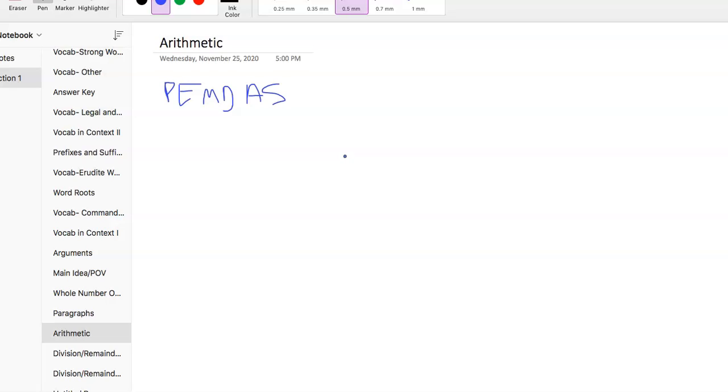So PEMDAS, you might remember from back in high school or maybe even middle school, right? And so that stood for Please Excuse My Dear Aunt Sally. That's the one that we usually hear. But really what we want to remember is this is about the order of operations, right? So the P stands for parentheses, followed by exponents, multiply, divide, add, subtract. So that's the order we want to do things in. If we don't follow that order, we can get the wrong answer. So let's go ahead and do an example.